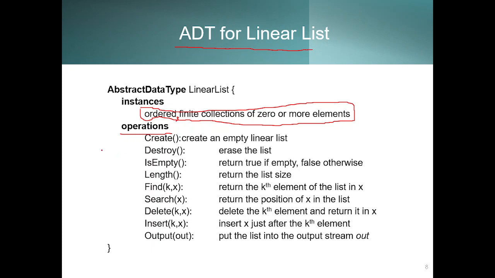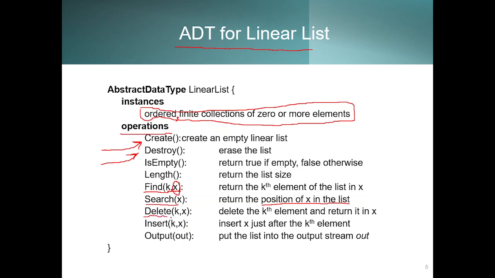The first operation is we need to be able to create an empty linear list, destroy or erase this list, see if this list is empty or not, get the length of this list, or the number of elements in this list at the moment. We should be able to find the kth element of the list and return it in the variable x. So this would be passed by reference. We should be able to search for some element. If you want to search for some value, just specify the value, and if that value exists in the list, it should return the position of that value in the list.